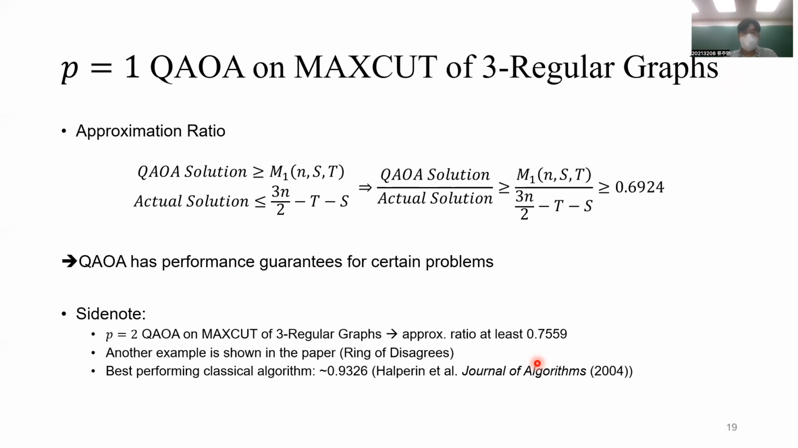And actually, the authors of the paper did the same calculations for P equals 2. And in that case, the approximation ratio increased to 0.7559, which is good news. And actually, the authors also did similar analysis on another type of problem in the paper. But one bad news is that the actual best performing classical algorithm has approximation ratio of about 0.93. So we can see that actually QAOA for very low P is not very good compared to classical algorithms for max cut.